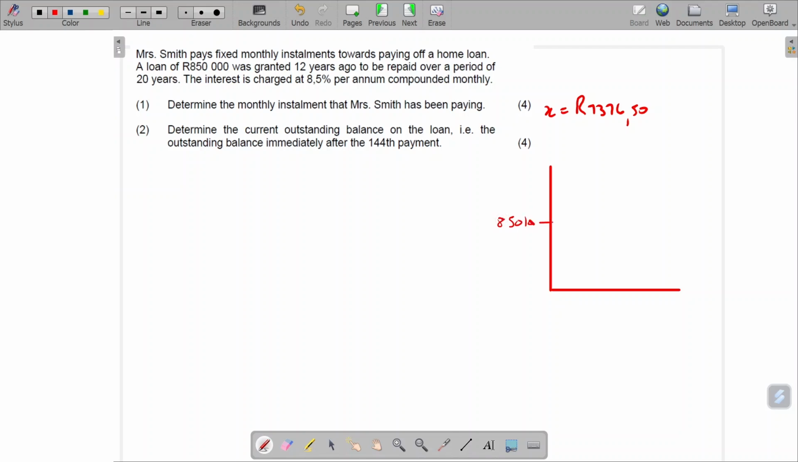Okay, the loan was granted 12 years ago and was going to be repaid over a period of 20 years. So we know that that is what was meant to happen. It was meant to be repaid over 20 years. We are talking about here what's happening after 12 years.